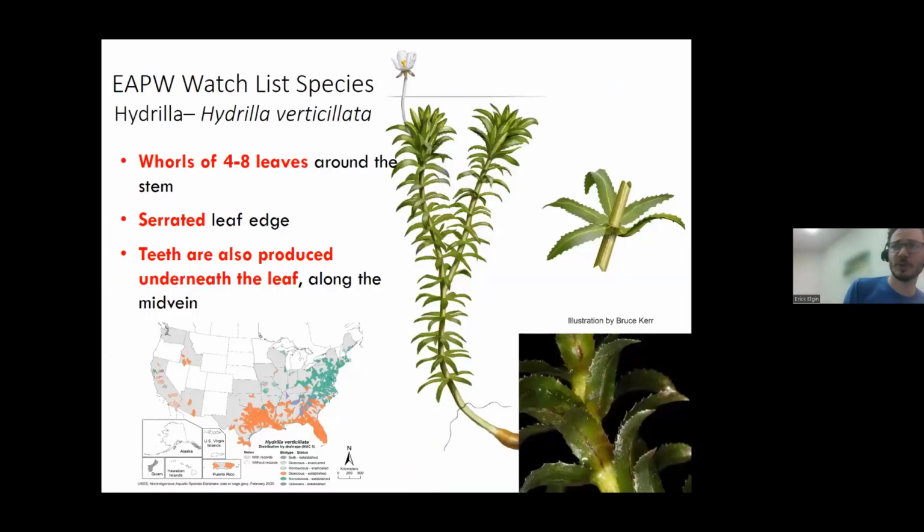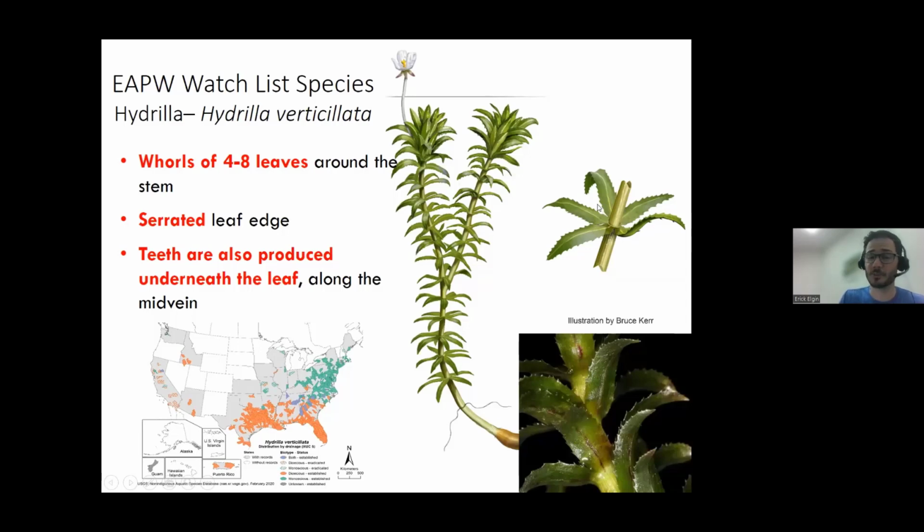Moving on to Hydrilla. Hydrilla, again, has not been found in Michigan. However, we are looking for it because it is a big danger to our lakes. These plants have teeth on the sides of the leaf and also on the underside of the leaf, and that's what this part of the illustration is depicting. These teeth are what separate it from all other plants in Michigan that have this similar look.